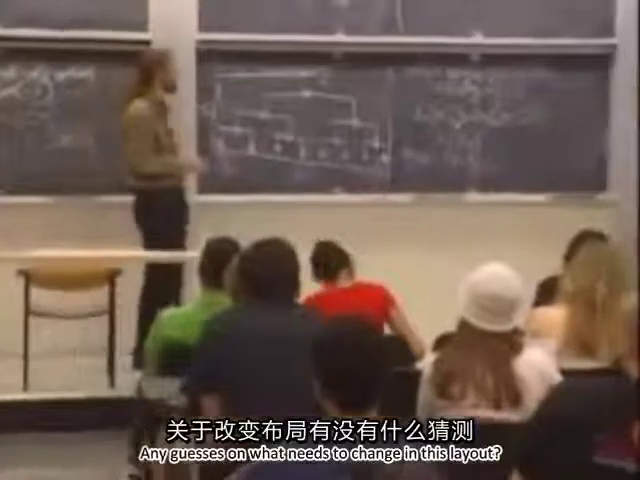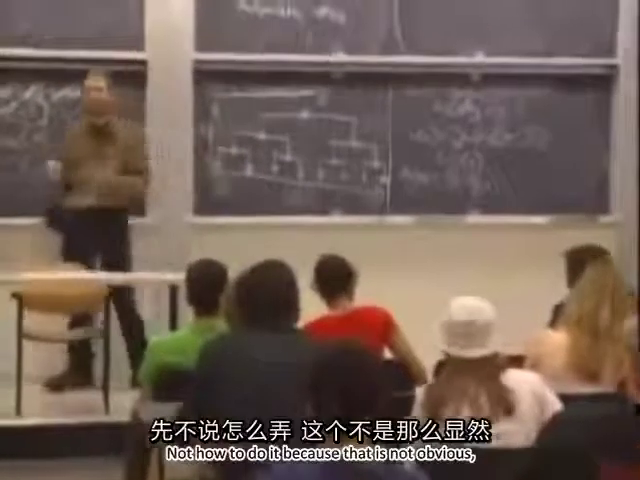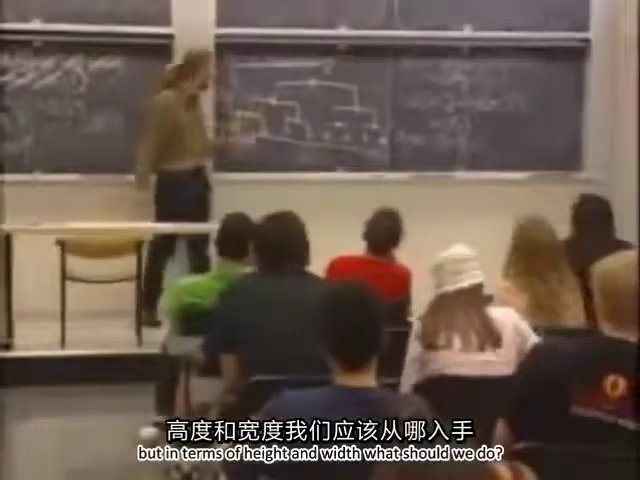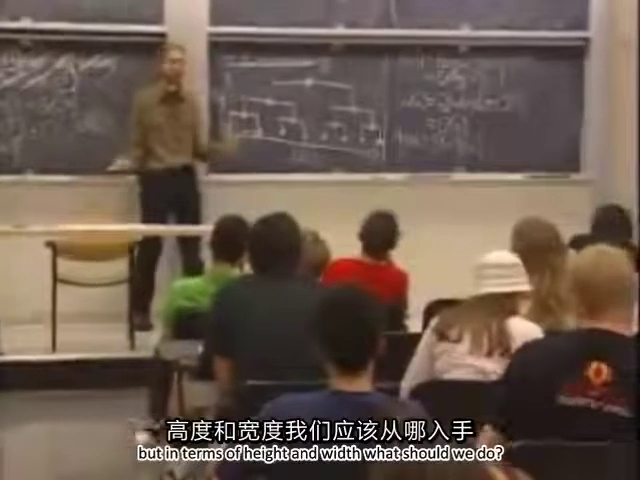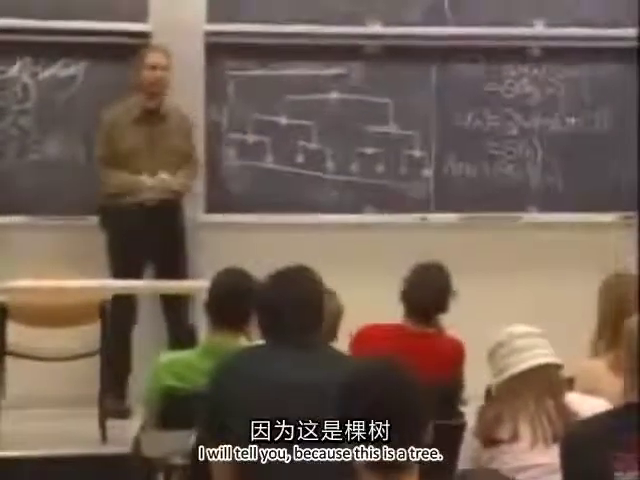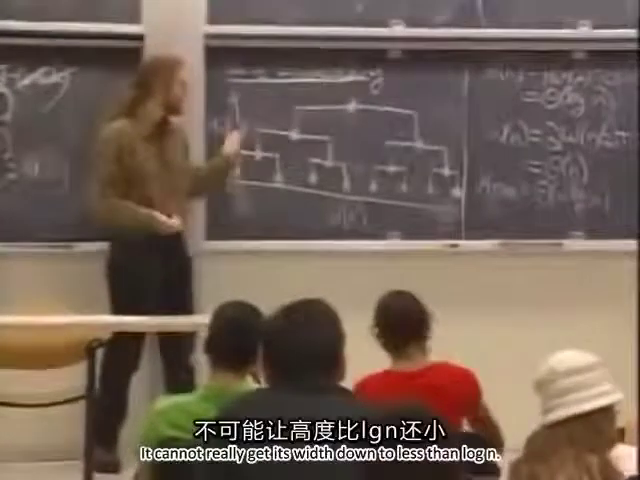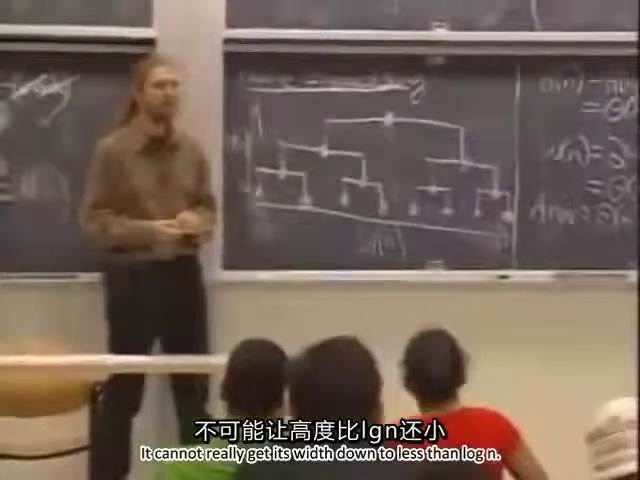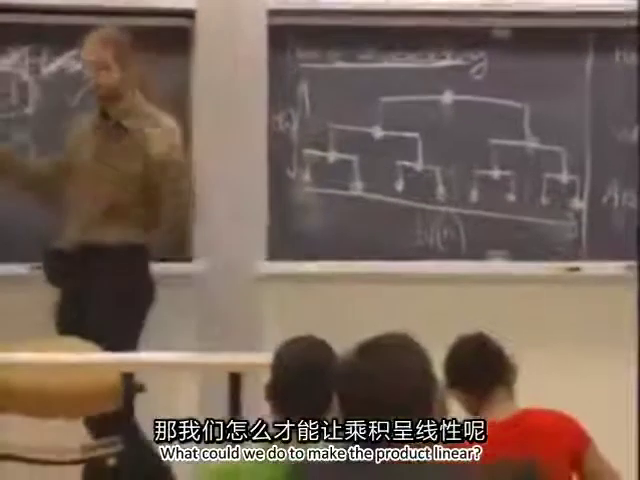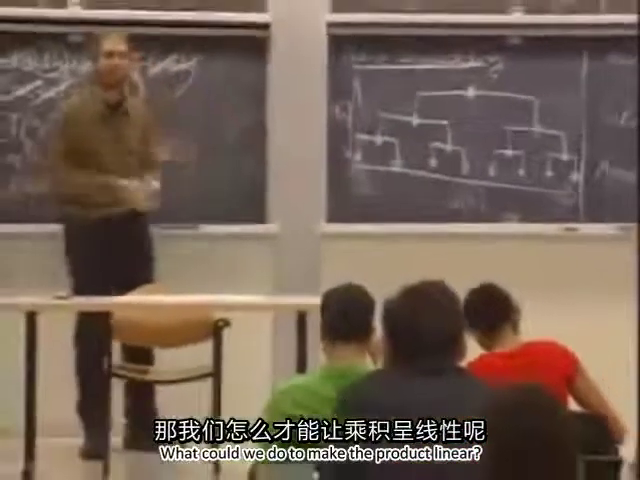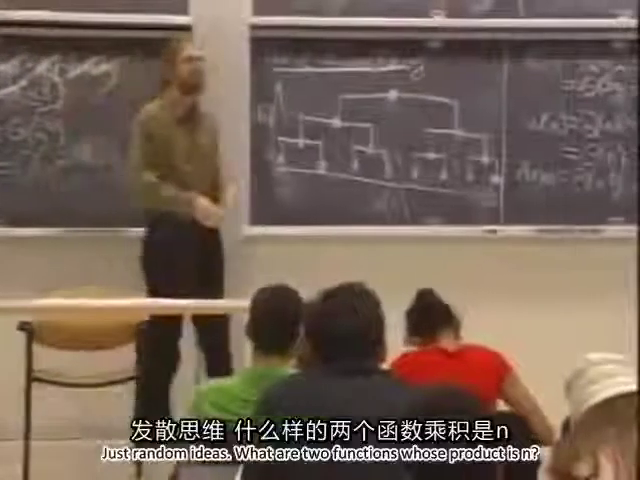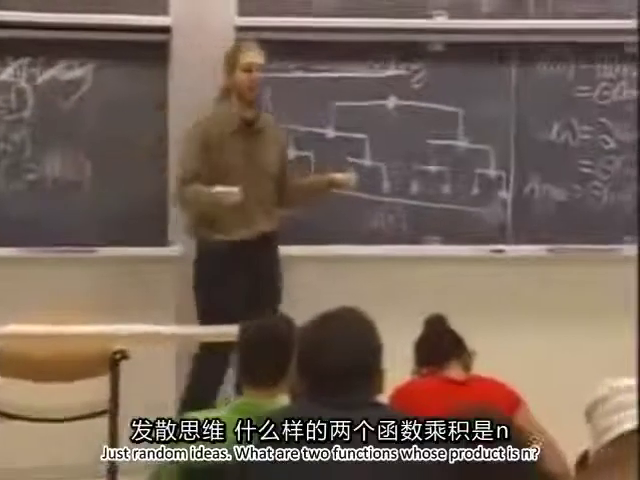Any guesses on what needs to change in this layout? Not how to do it, because that's not obvious. But in terms of height and width, what should we do? Okay, it's pretty hard to get the height smaller than log n, I'll tell you. Because this is a tree, can't really get its width down less than log n. So what could we do to make the product linear? Just random ideas. What are two functions whose product is n?